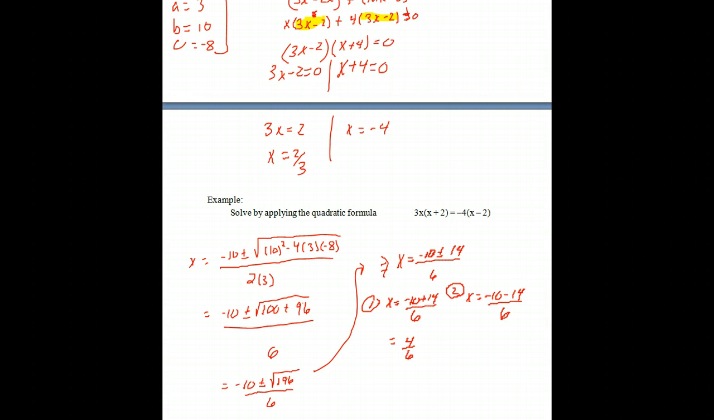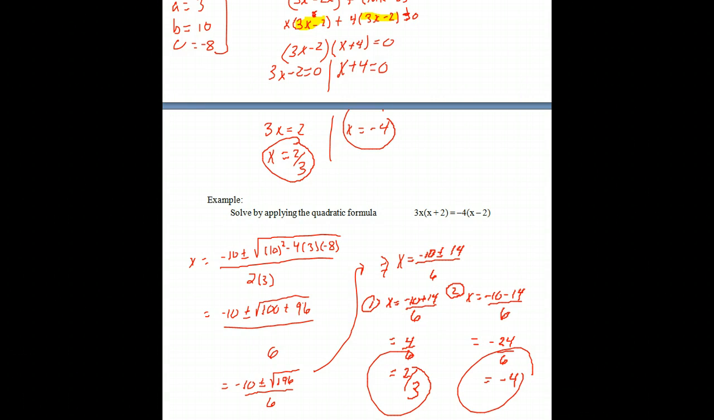So 4 over 6. Both can be divided by 2, or 2 over 3. This is the same as what we had gotten when we factored. And over here, negative 10 subtract 14, negative 24 divided by 6, negative 4. So both answers worked out exactly the same.